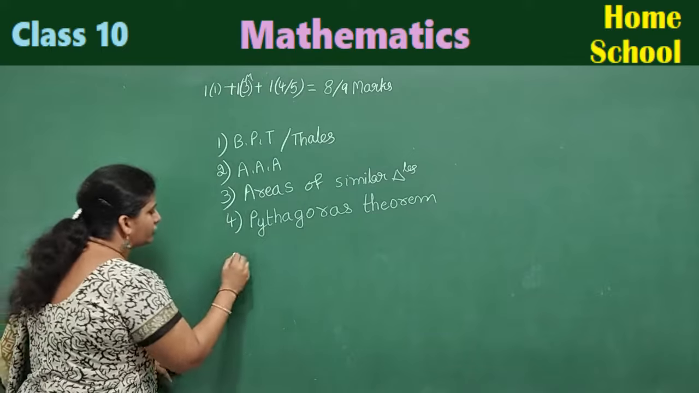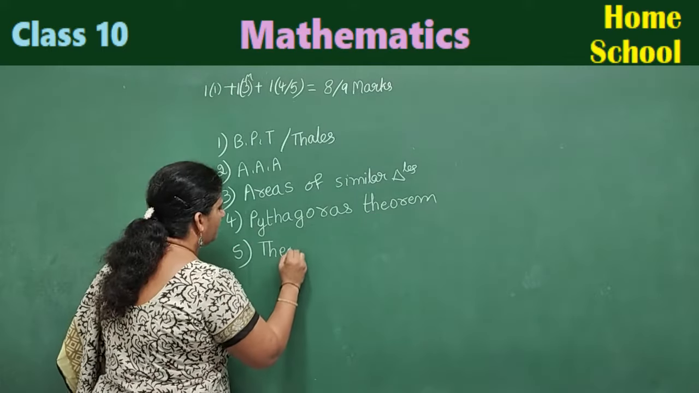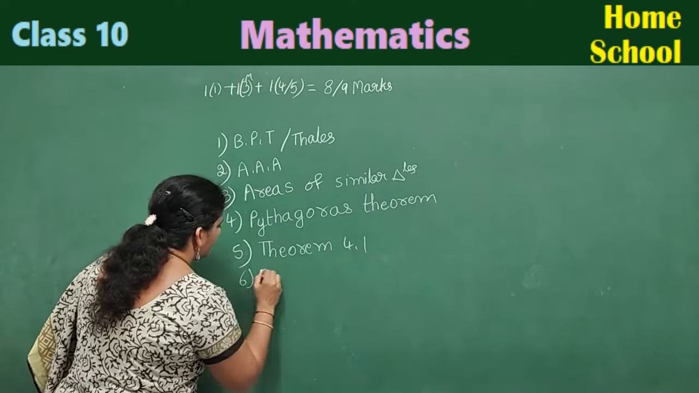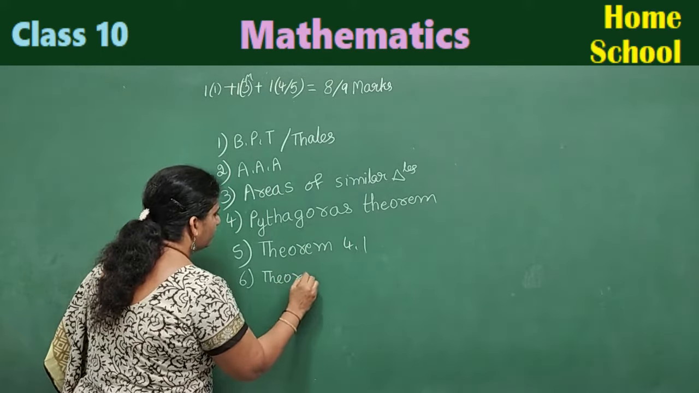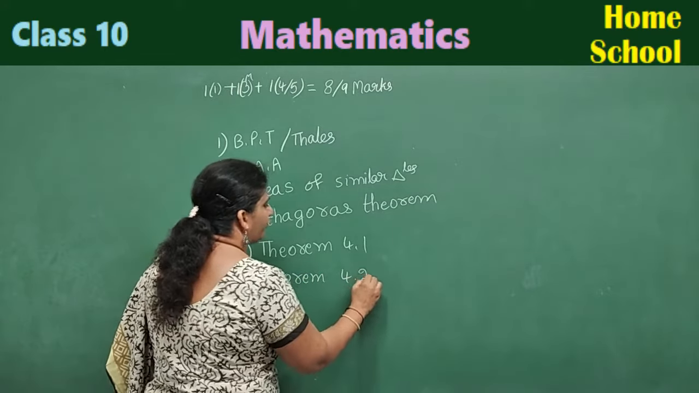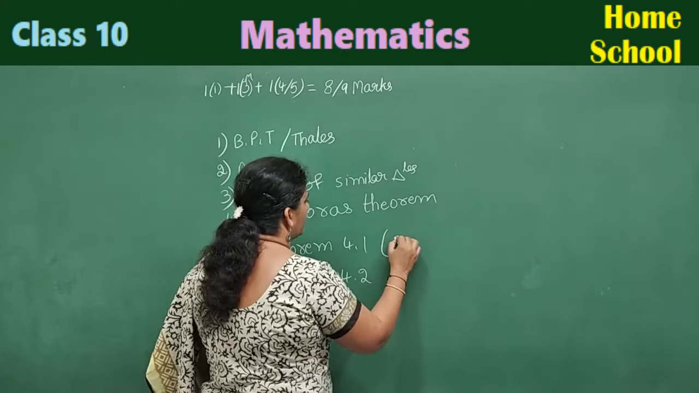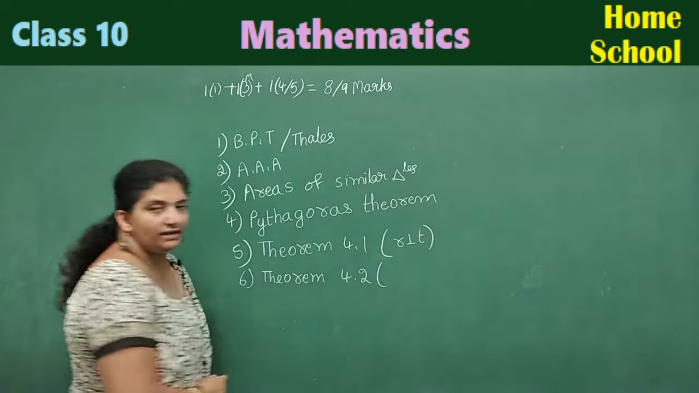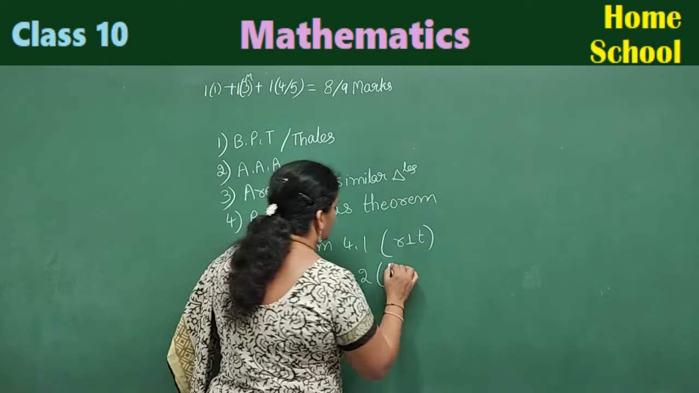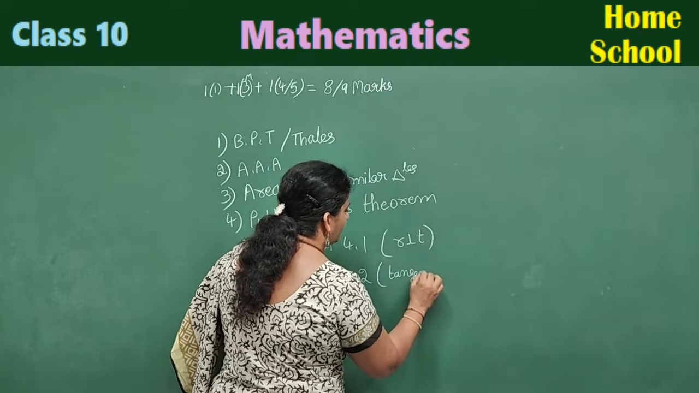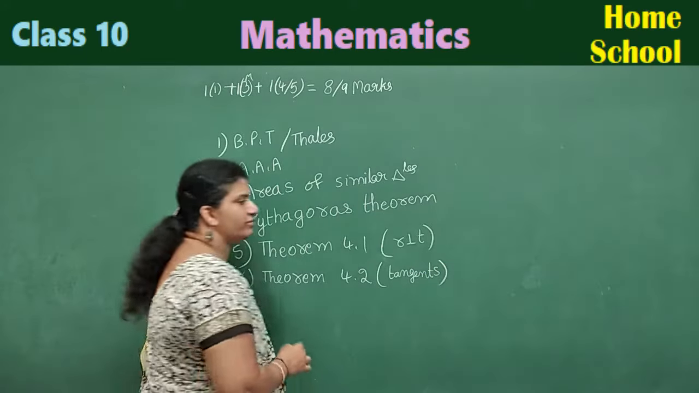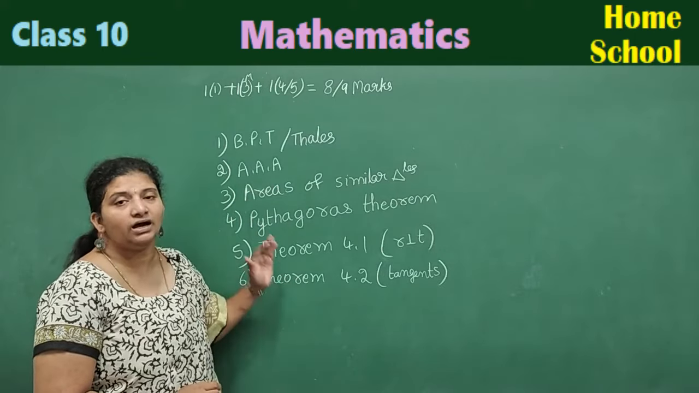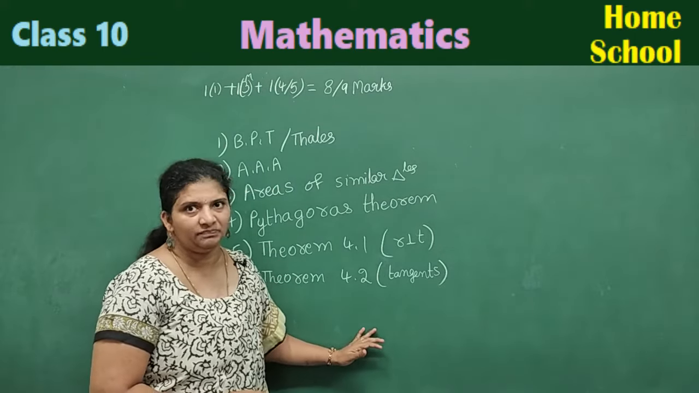Then coming to the next 2 theorems, theorem 4.1 and another theorem 4.2. If you want to remember, you can remember here: radius is perpendicular to tangent. You remember this theorem. And theorem 4.2 will be tangents from an external point are equal. Tangents, you remember. Okay, these are the very important 6 theorems which occur for your annual examination.